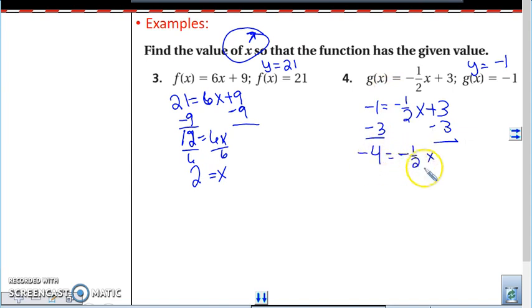How do we undo a half? We multiply by 2, or divide by a half, which means you're going to copy, dot, flip. Okay, this needs to be negative, equals positive 8. All right, so a big thing between the first two examples and these two examples is when do you solve for x and when do you solve for y?